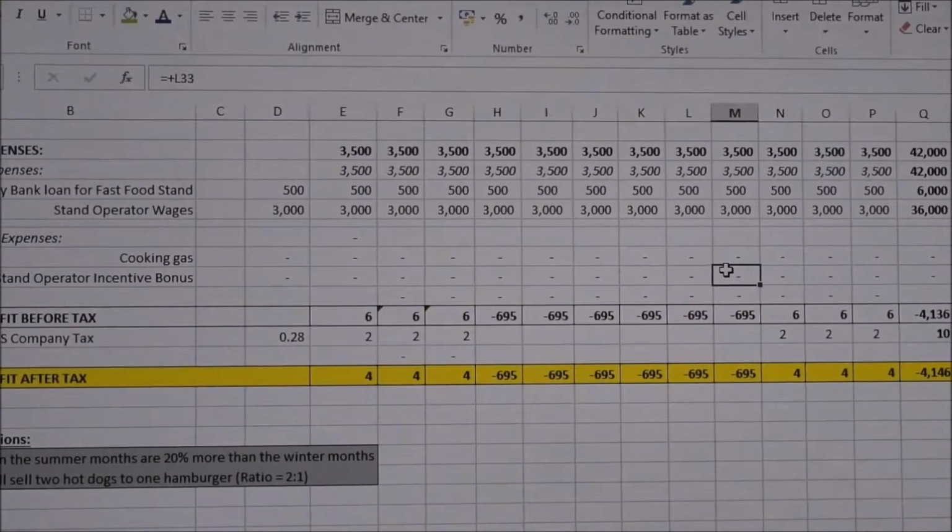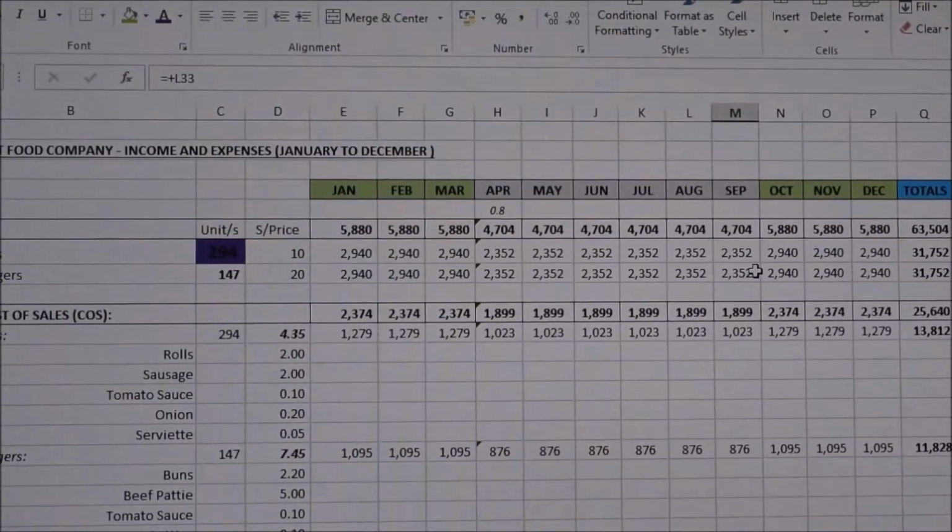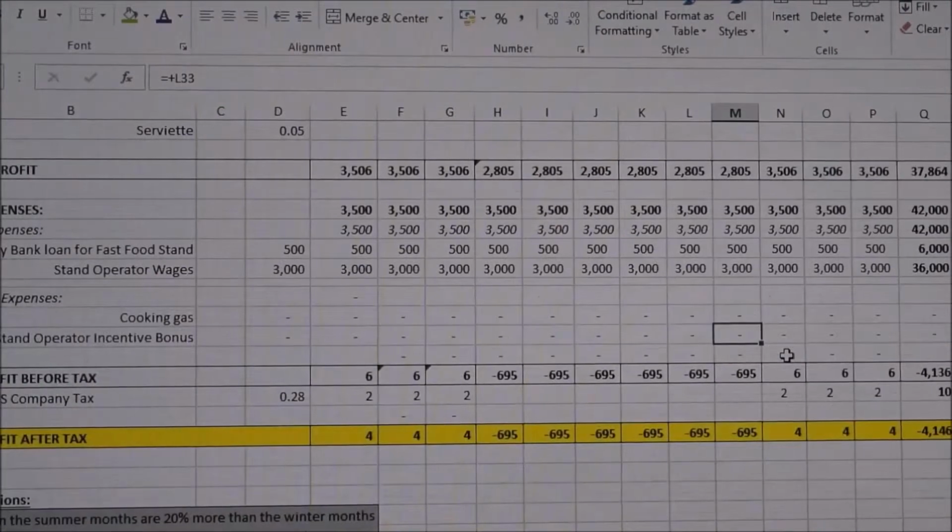You have to get your sales back up to the break-even point, which fortunately is anticipated during October, November, December, because we're back into summer, back onto the beach. People like to eat hot dogs and hamburgers, so we're looking good again for the remainder of the year.